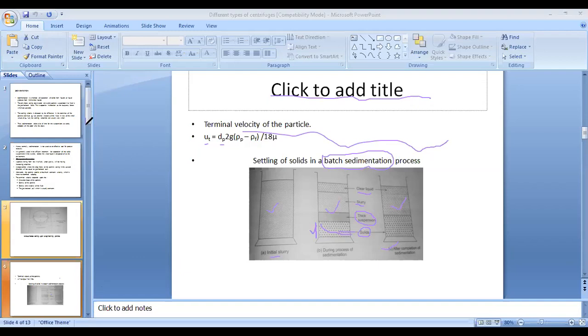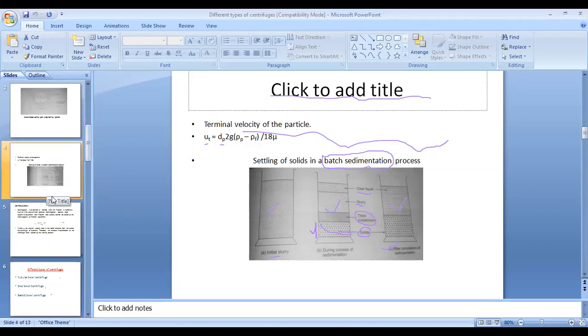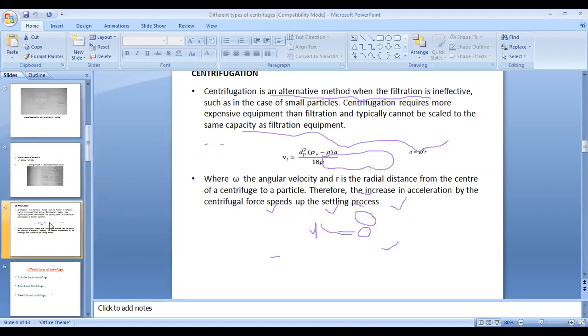The next thing is centrifugation. So you already know what centrifugation is.